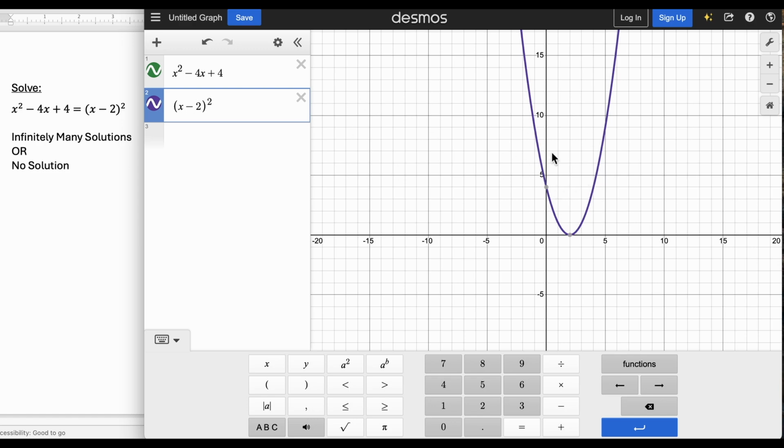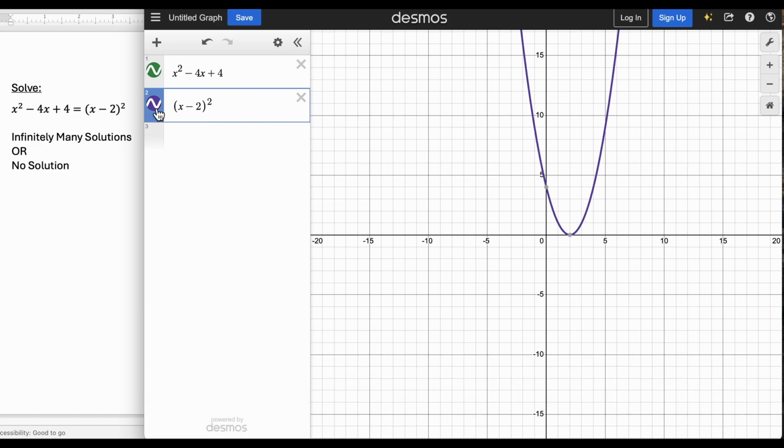And then you're looking at this and it's like, oh, wait a minute, I only have one graph, okay, but the purple graph is showing now. If I take the purple graph off, I see the green one, the purple one, the green one, the purple one, the green one. So they are on top of each other. So this one clearly is infinitely many solutions.